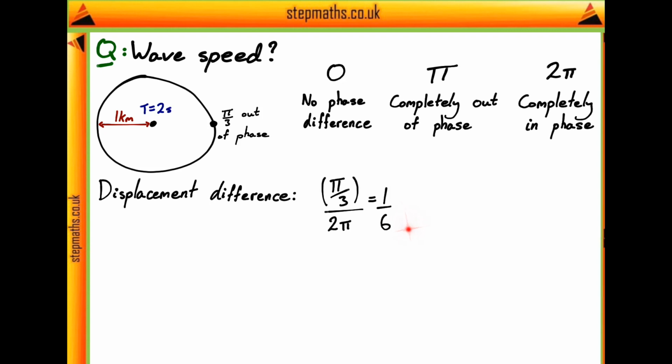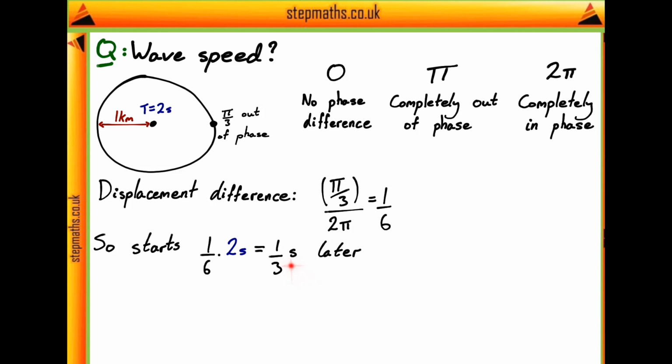So from this we can work out how long it takes our earthquake to travel from the initial house all the way to our house 1 kilometre away. So it's going to take a sixth of this time period, 2 seconds, which is going to be a third of a second. So it takes a third of a second for our earthquake to travel from the centre out to our house 1 kilometre away.